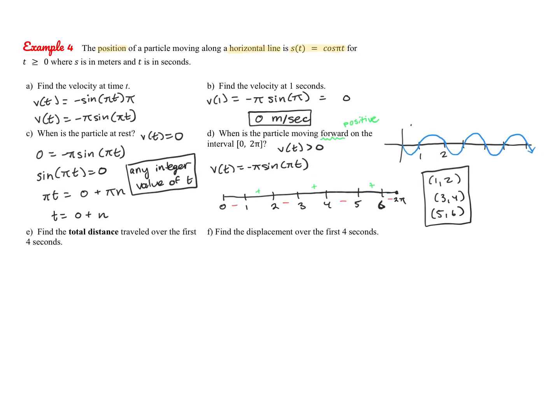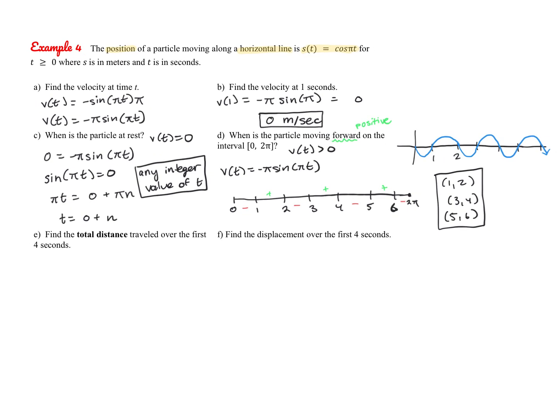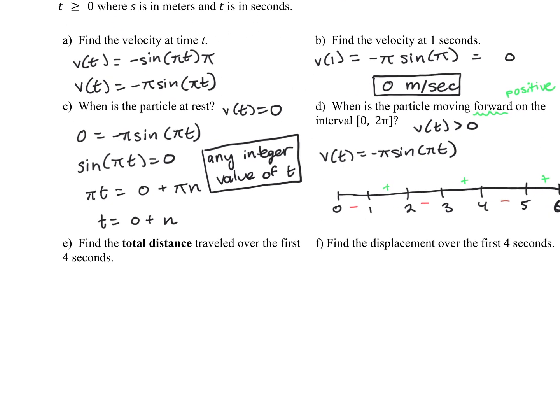All right, so next we're going to find the total distance traveled over the first 4 seconds. So I want to remind you, when velocity changes from negative to positive or positive to negative, it is changing direction. So our graph is changing direction at t equals 1, 2, 3, and 4, at any of those integers, but we only want the total distance over the first 4 seconds.